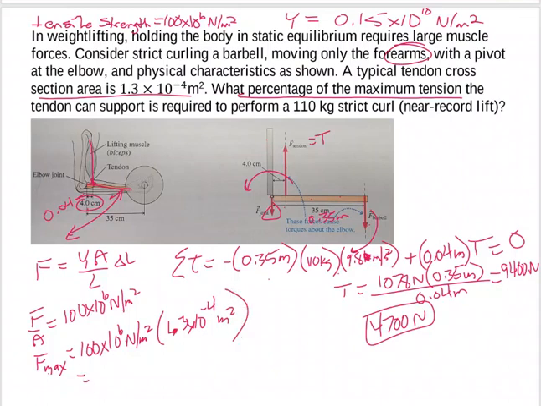13,000 newtons. So you can actually apply 13,000 newtons to your biceps tendon, and the near record lift is only using 4,700 newtons. So you're saying you can put that much on it before it breaks? That seems impossible. Well, your muscle can't do it, but your tendon can.